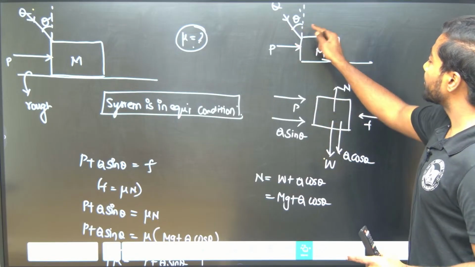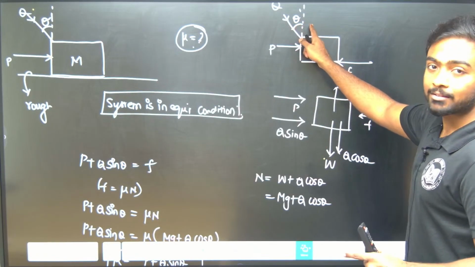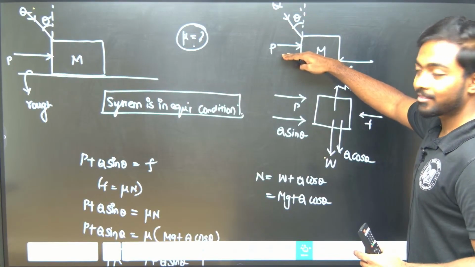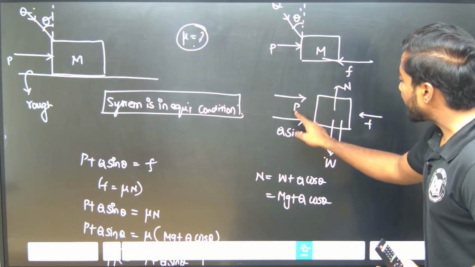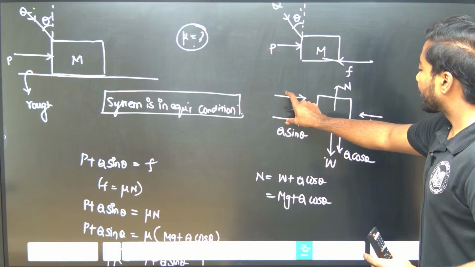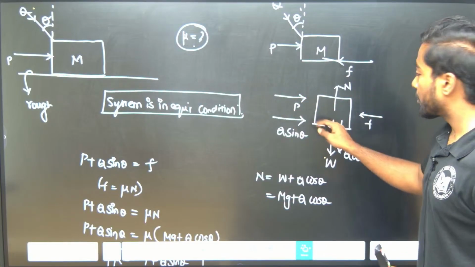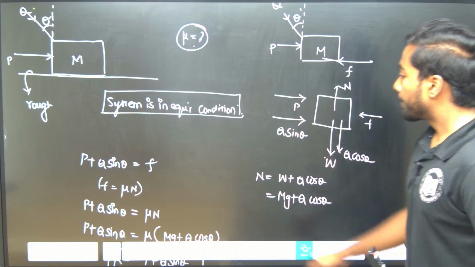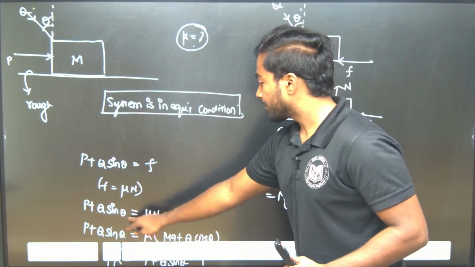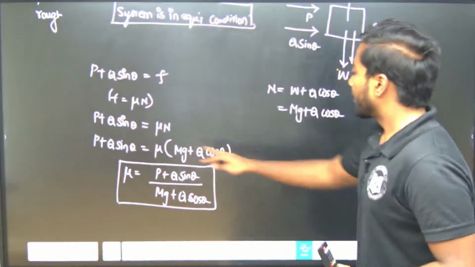Why cos theta? Because theta is close to the vertical axis, so it is cos theta. Away from the axis is sin theta. So P plus Q sin theta, like these arrow marks, should be equated. P plus Q sin theta should be equal to F, and F is nothing but mu into N.